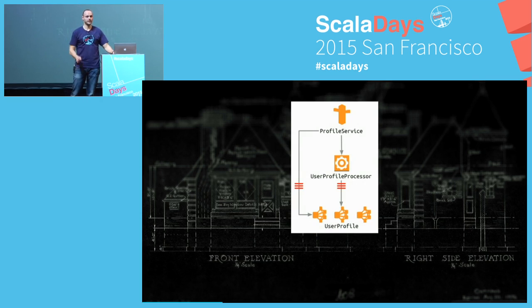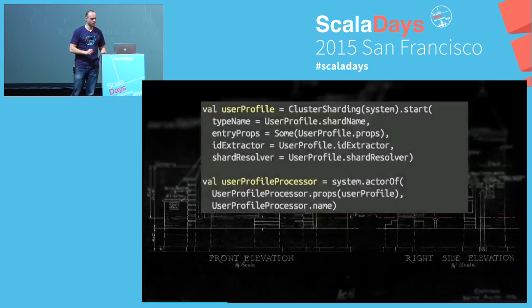Now let's get down to the individual user profile. Remember, an actor per user. And the 3 lines, they represent, in technical terms, the cluster sharding mechanism. So we need to be able to, given a message, extract the identity of the actor that it's going to be sent to, and we need to be able to resolve a shard in which this actor will live. And that's the job for the ID extractor and shard resolver.